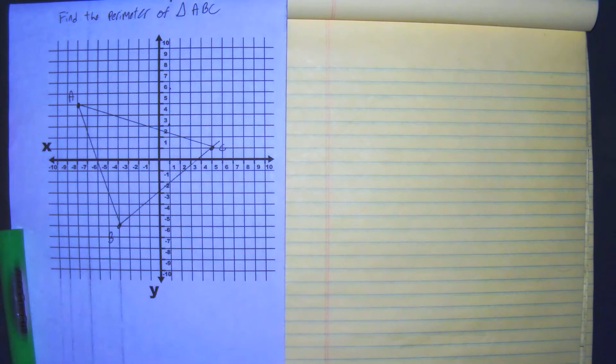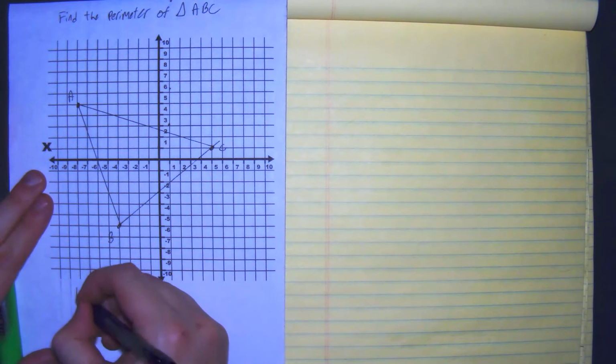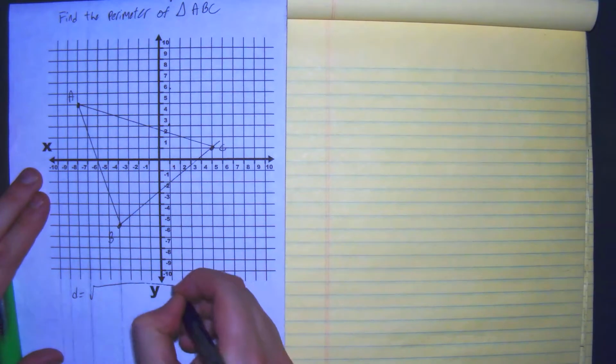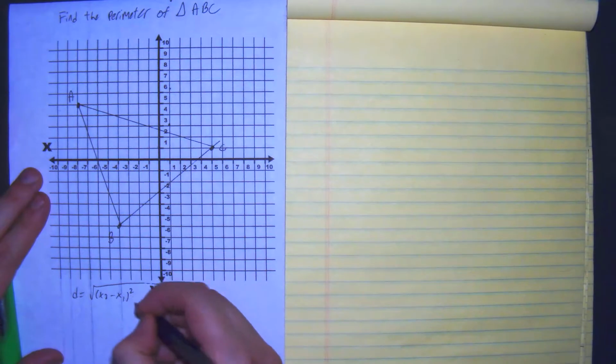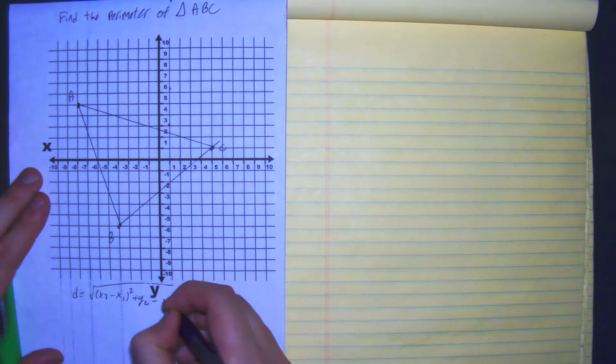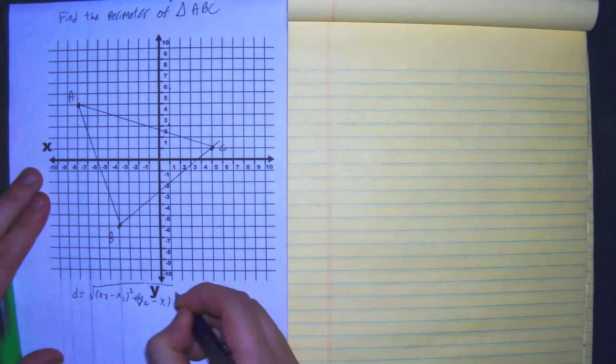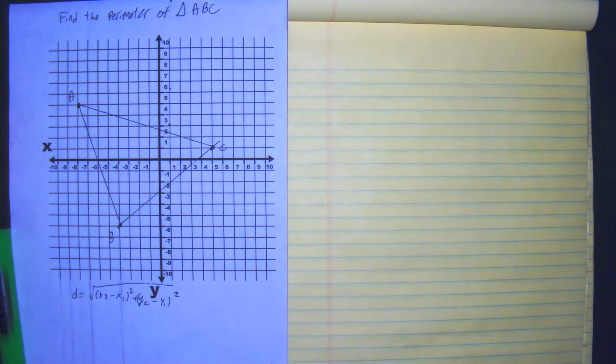Find the perimeter of triangle ABC. So what we have to do is use the distance formula. D is equal to the square root of (x2 minus x1) squared plus (y2 minus y1) squared. Or you could do the Pythagorean theorem, but in this video we're going to use the distance formula.